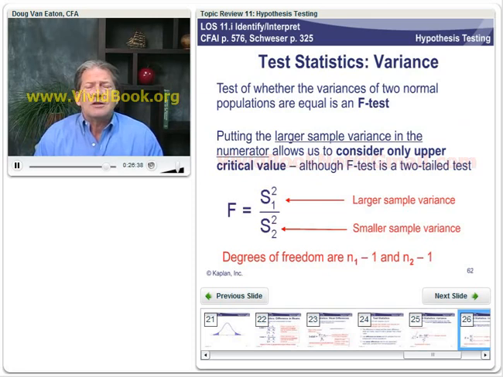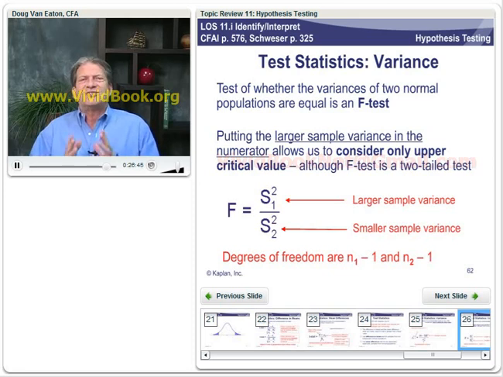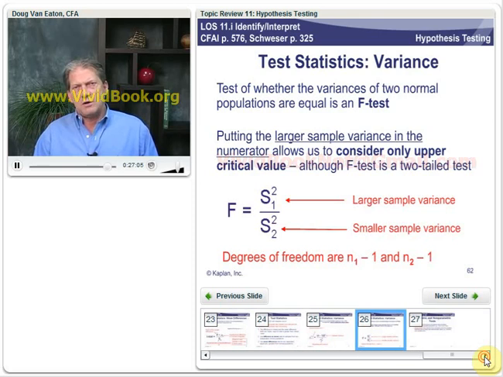Now clearly, if these two are equal, what does this test statistic equal? Well, if both our sample variances are equal, our test statistic is going to equal 1. And we're surely not going to reject when they're equal. So now, if they're unequal, that could be less than 1 or greater than 1. Well, by putting the larger one in the numerator, we've just kind of rigged the test. We're never going to get a value less than 1. We're never going to be below the lower critical value. So we just have to focus on the upper critical value.